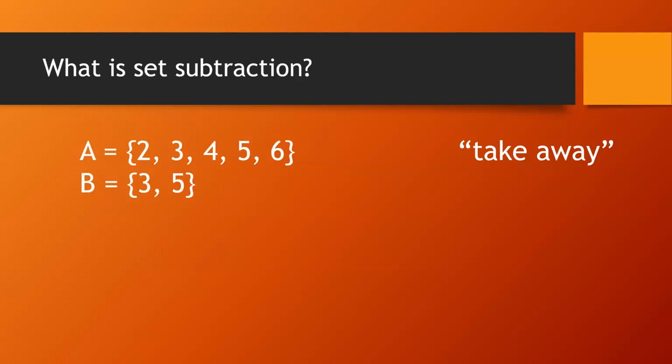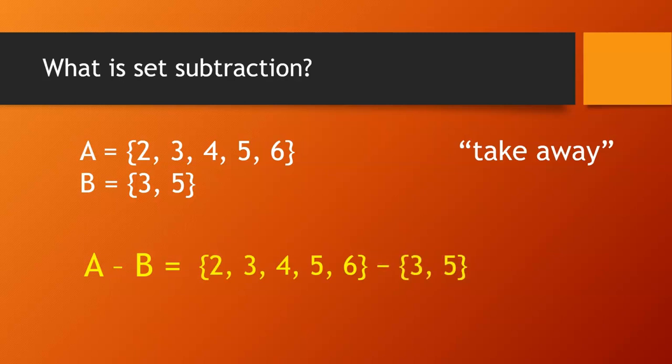Let's start with sets A and B and find out what A minus B is. We'll have to consider the elements of the sets in our subtraction. We'll start with the elements in set A and take away from it the 3 and the 5 that are elements of set B. So A minus B is a set containing the elements 2, 4, and 6.